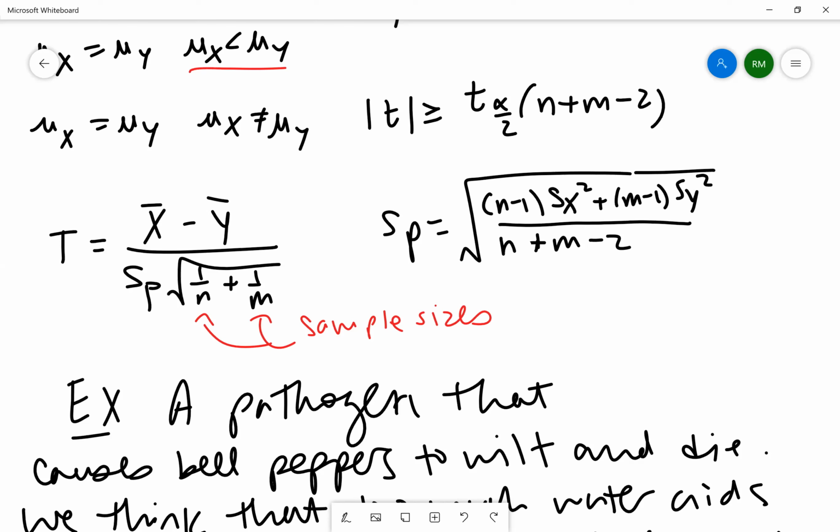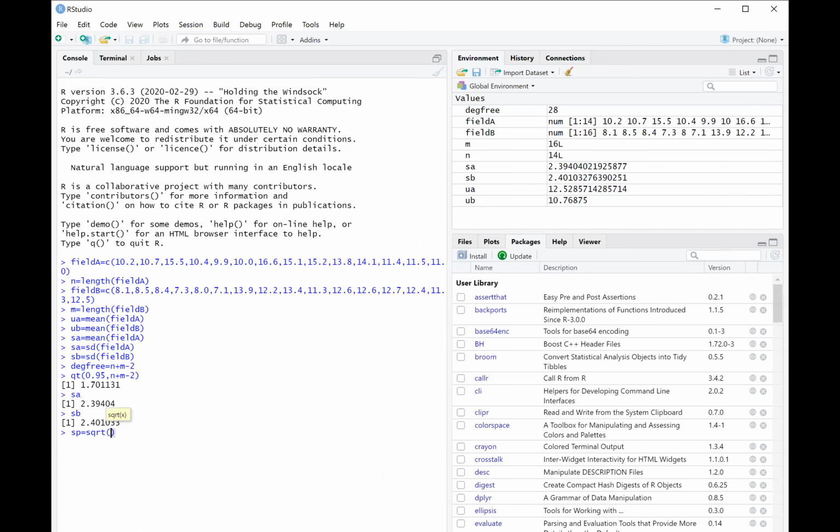So let's go to RStudio and calculate what sp is equal to. It's equal to the square root of n minus 1 times sa squared plus m minus 1 times sb squared, and then we divide by n plus m minus 2. Okay, that should be sp.